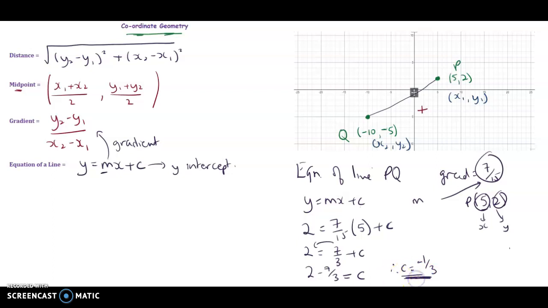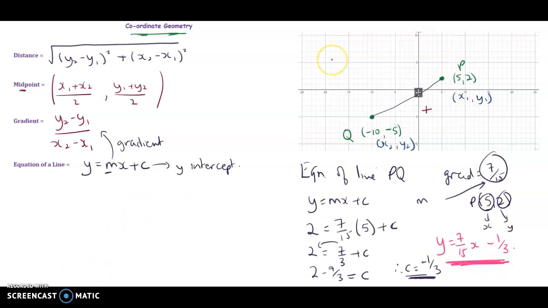Now, that does not give us the equation of the line. That just simply gives us the value for c. Hence, the equation of the line will be y is equal to 7 on 15 x minus 1 third. So that will be the answer for the equation of the line for PQ.